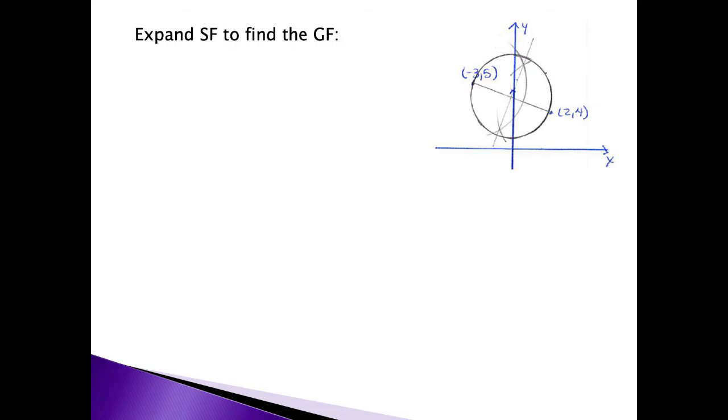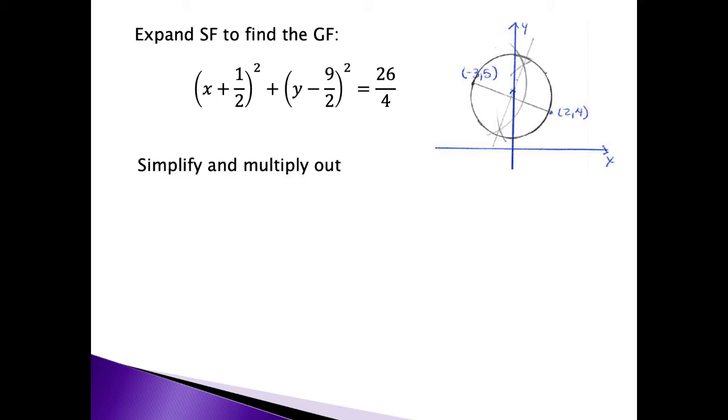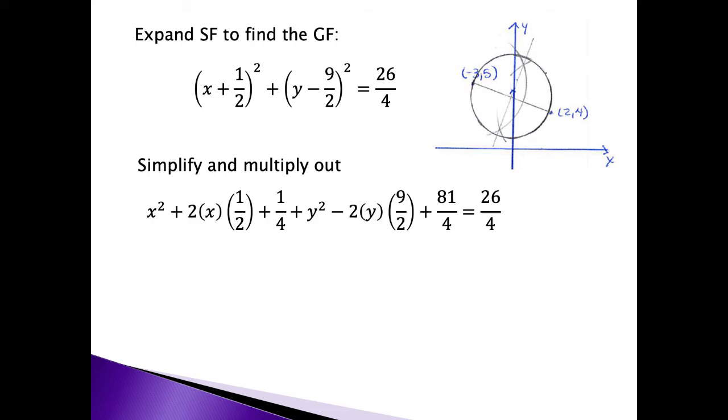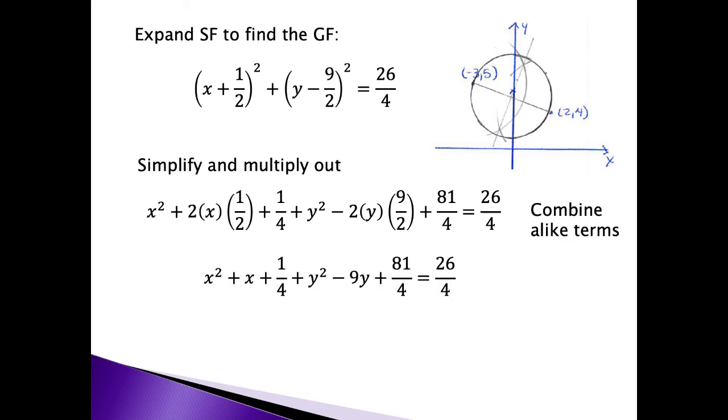To expand this from standard form to general form, I take (x plus 1/2) squared plus (y minus 9/2) squared equals 26 over 4. I simplify and multiply this out. x squared plus 2x plus 1/2 plus 1/4 plus y squared minus 2y plus 9/2 plus 81 over 4 equals 26 over 4. Combine like terms. So you have x squared plus x plus 1/4 plus y squared minus 9y plus 81 over 4 equals 26 over 4.